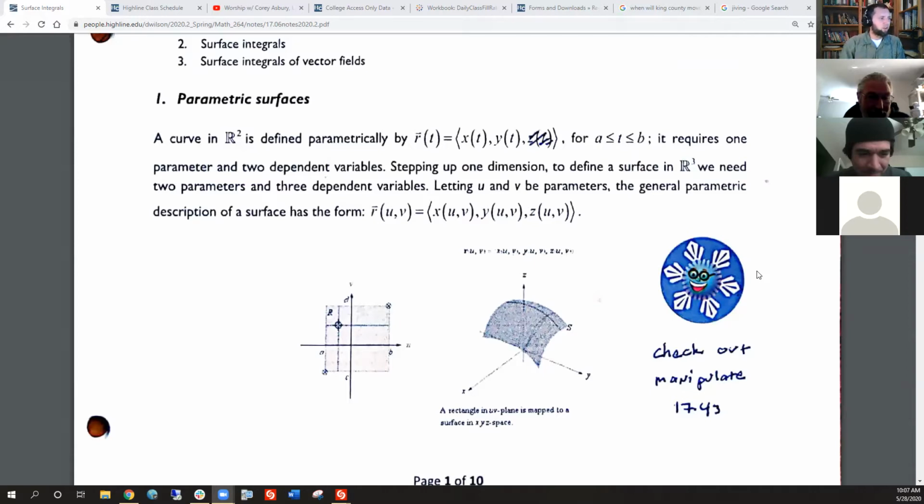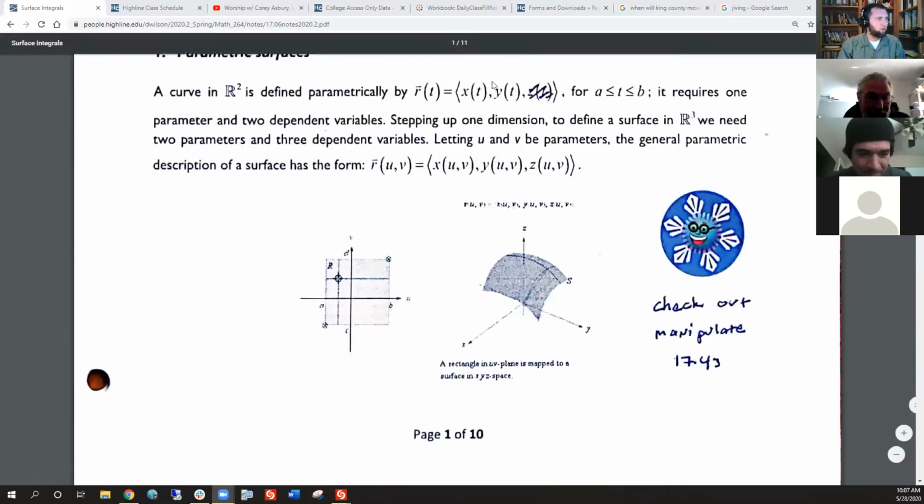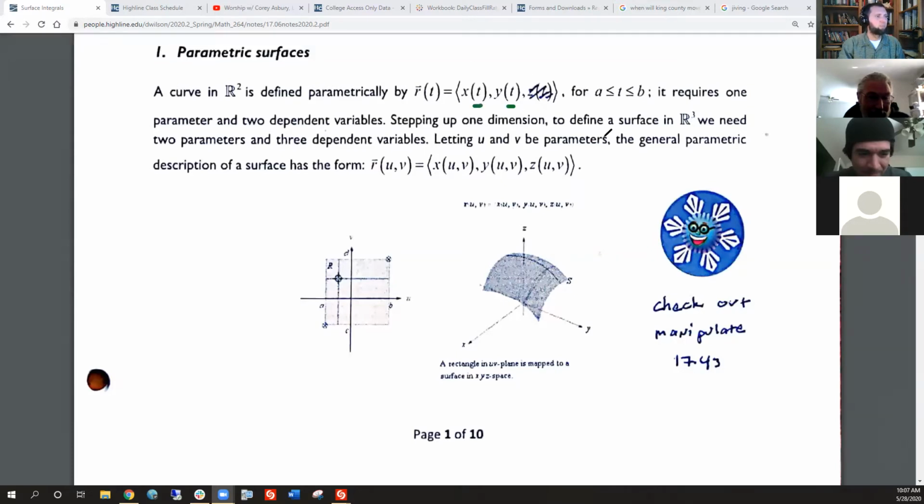A curve in R2 is defined parametrically with r of t equal to x of t, y of t. What I want you to see here is that there is one parameter, and 2 dependent variables, namely the x and the y. So stepping up 1 dimension to define a surface in R3, we will now need 2 parameters, and there will be 3 dependent variables.